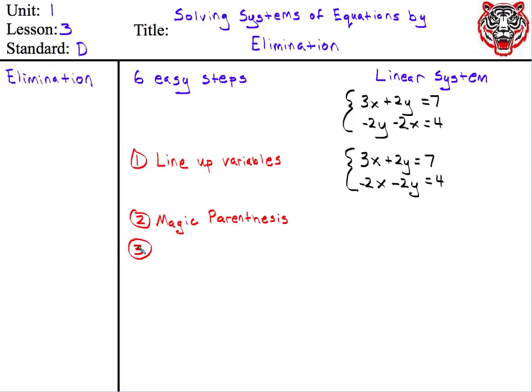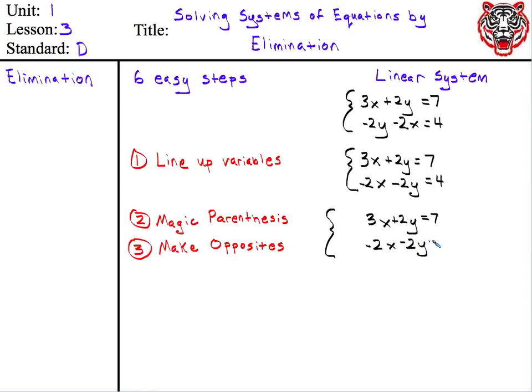Step 3 is going to be make opposites. And then we'll distribute once we get that set up. So I'm going to set up my system of linear equations. I'm going to write my curly bracket a little bit farther to the left. Give yourself some blank space here and then rewrite your equations. 3x plus 2y equals 7 and negative 2x minus 2y equals 4.